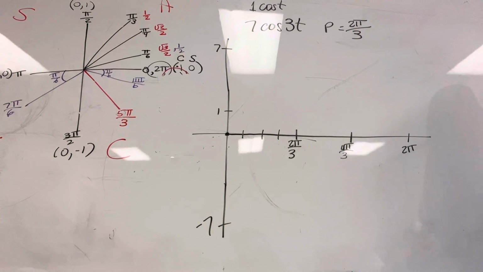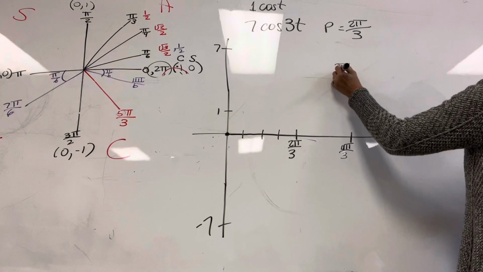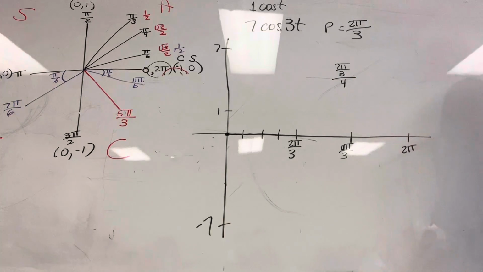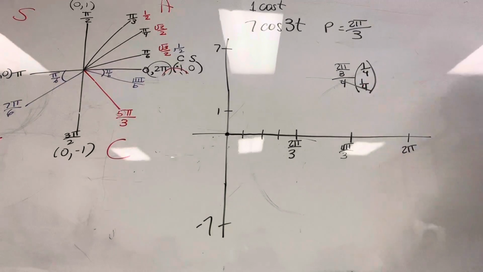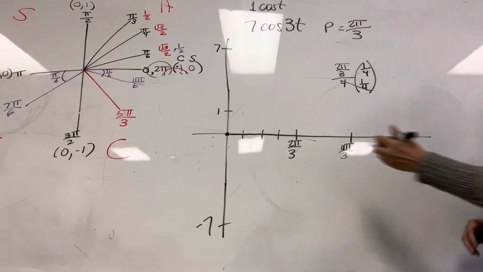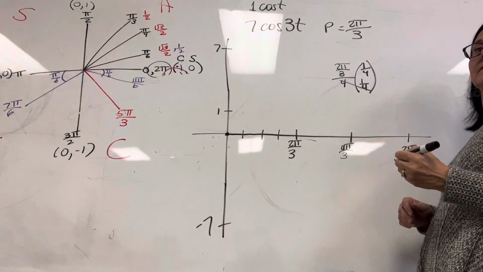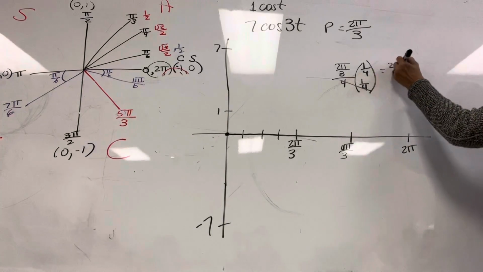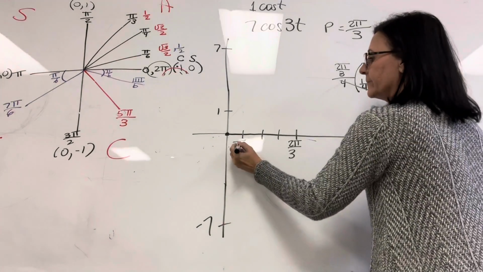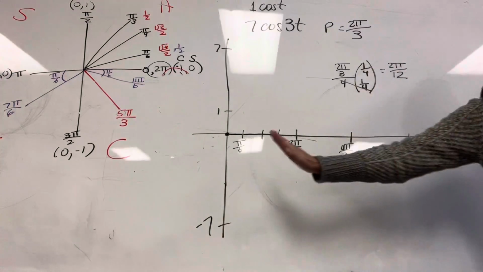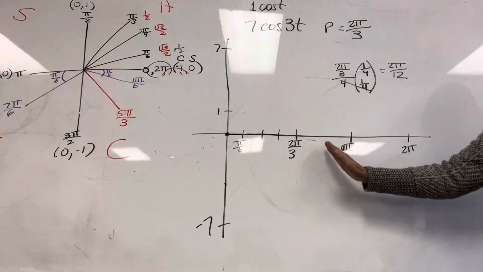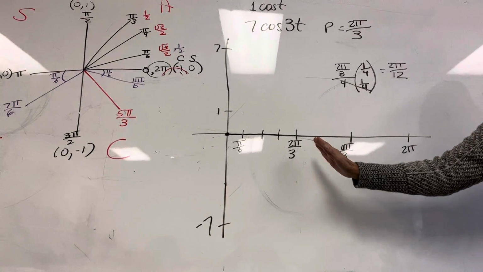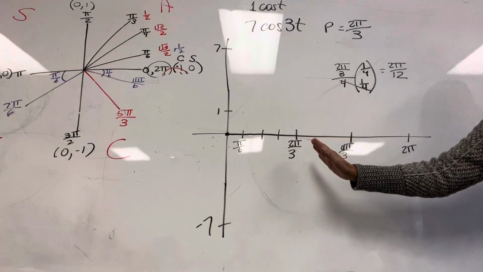Okay, you getting this? Yes, sir. So 2 pi over 3, we're dividing it into 4 sections, right? So I'm going to multiply by 1/4 over 1/4, which is 2 pi over 12, which is pi over 6. So I'm going to add pi over 6 every time, because 4/6 pi is 2/3 pi. You see how I did it?